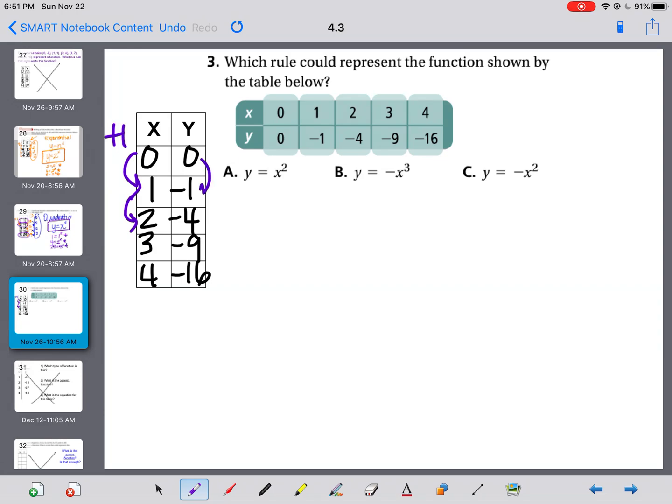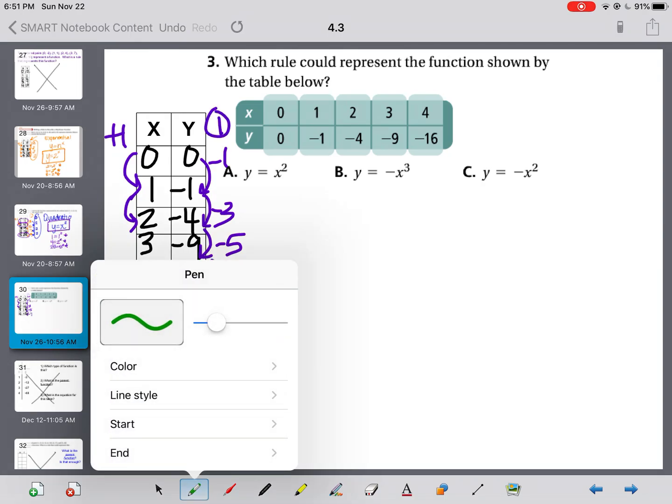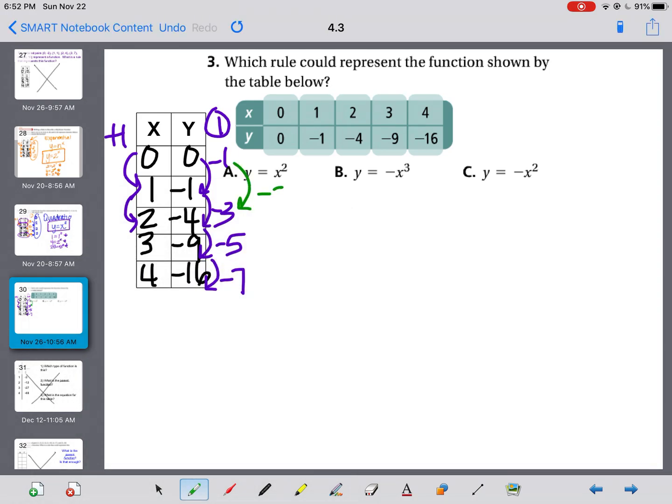All right, last one to check on. Which rule could represent the function shown by the table below? Looking for differences. In the x's, I just have +1. In the y's, it looks like I have -1. I'm looking for multiplication. That'd be times -1. But if I do -1 times -1, I don't get -4. So now I'm just looking for differences. I know it's not exponential. Okay, so then from -1 to -4, I subtract 3. Here I subtract 5. And here I subtract 7. Not linear, because my first difference was not the same.